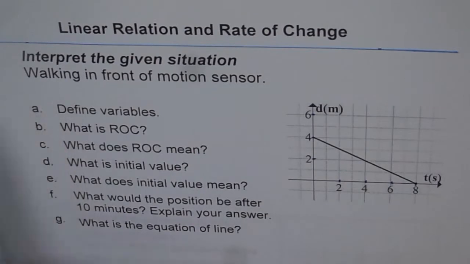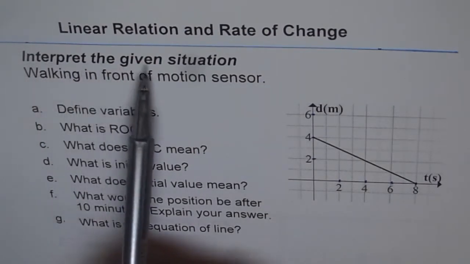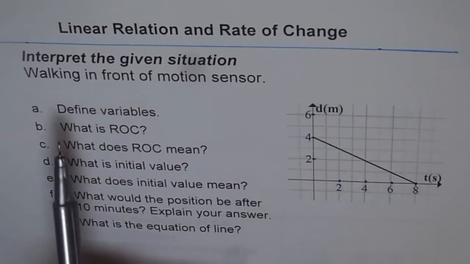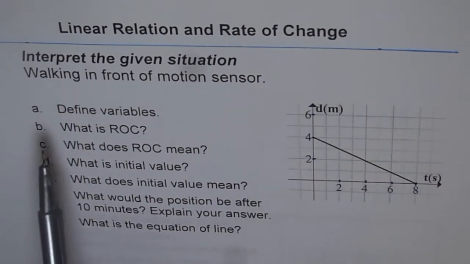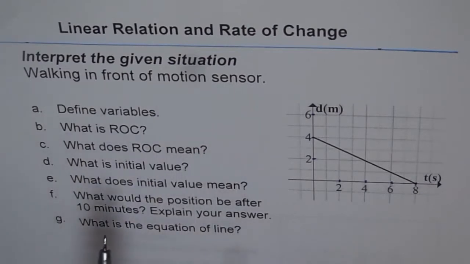So let's go through these questions once again. So first part is interpret the given situation. To interpret, first analyze your graph. We have given you a hint, which is walking in front of a motion sensor. So that could be a part of your story, right? You can add things to it. You can change it also and make your own story.